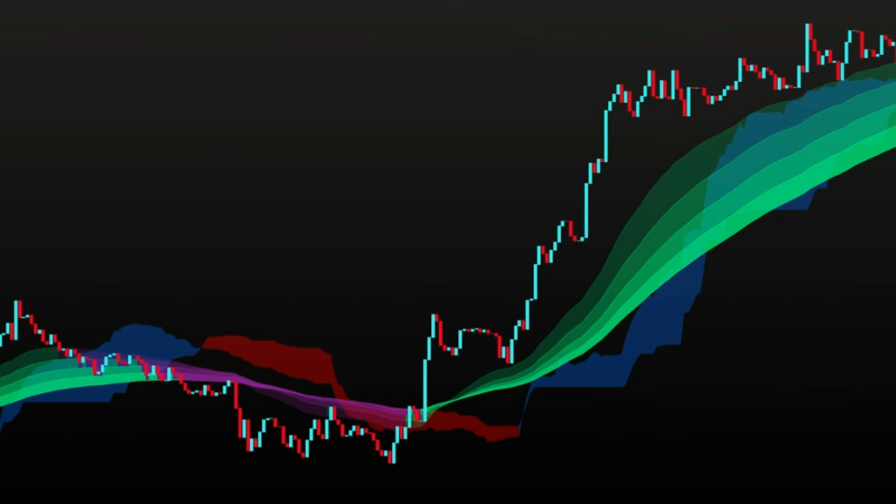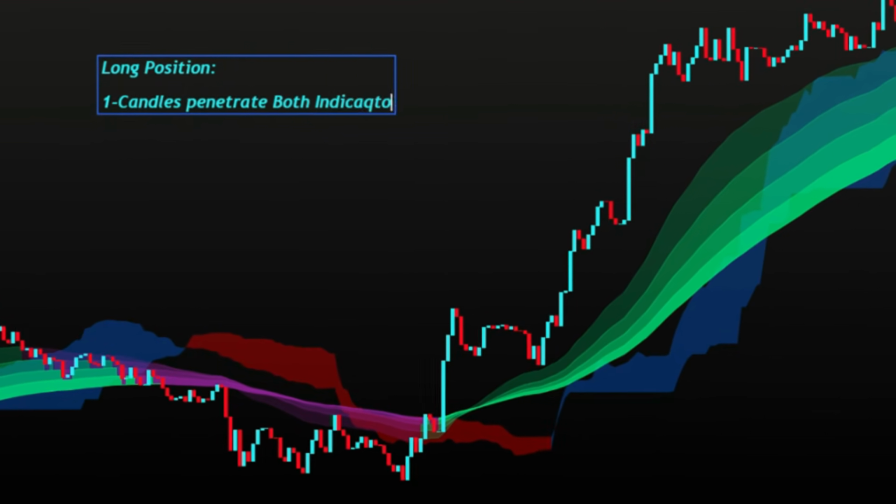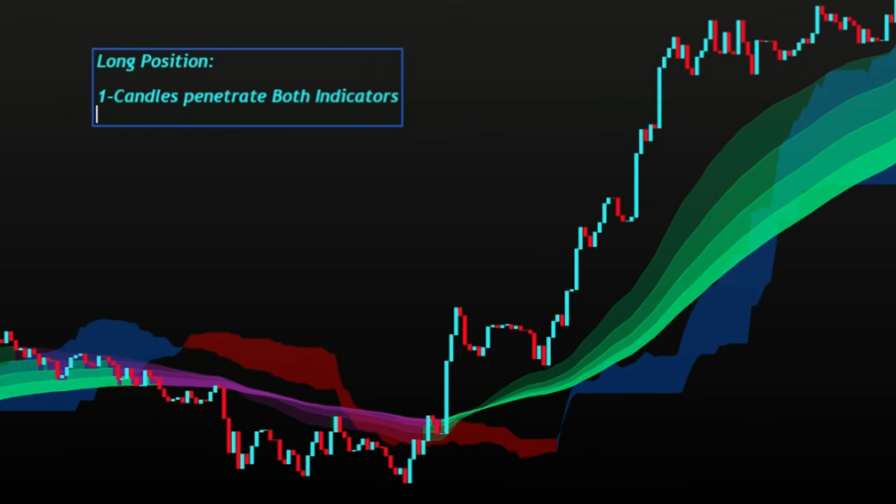The long position criteria is pretty much the same, where the candles need to break out above both indicators to confirm a complete momentum shift. And then we wait for a pullback entry to reduce the risk of fake breakouts, while also tightening the stop loss as much as possible.